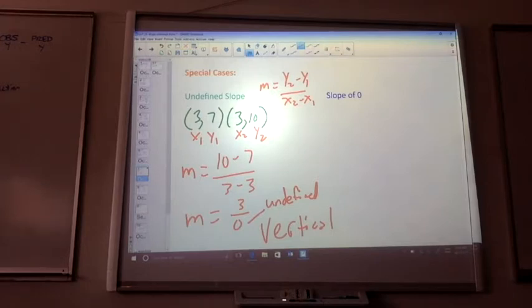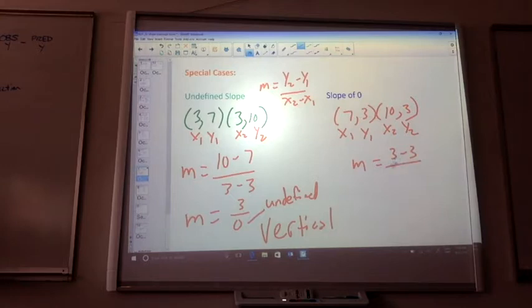A vertical line is also not a function because if you draw a vertical line through that one vertical line, it touches it nonstop. Slope of 0 would be as simple as if I just flip-flop my numbers. Switch my domain and range. x1, y1, x2, y2. If I found my slope, I'd have 3 minus 3 over 10 minus 7. So that's 0 divided by 3, which is 0. This is a horizontal line.